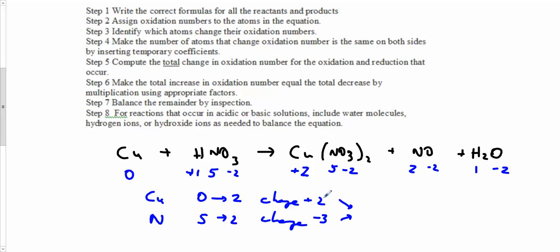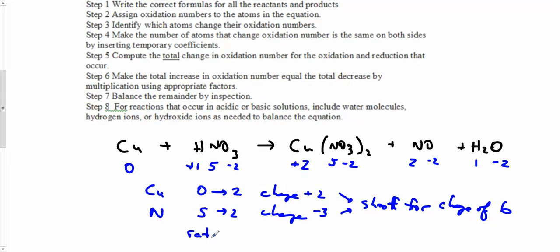So if one is changing by 2, another one is changing by -3, a good number to shoot for would be 6. Shoot for a change of 6. So in that case, I want the ratio of Cu to N to be, I need 3 Cus for every 2 N, and then I would have +6 and -6. Number of electrons transferred would be the same on both sides.